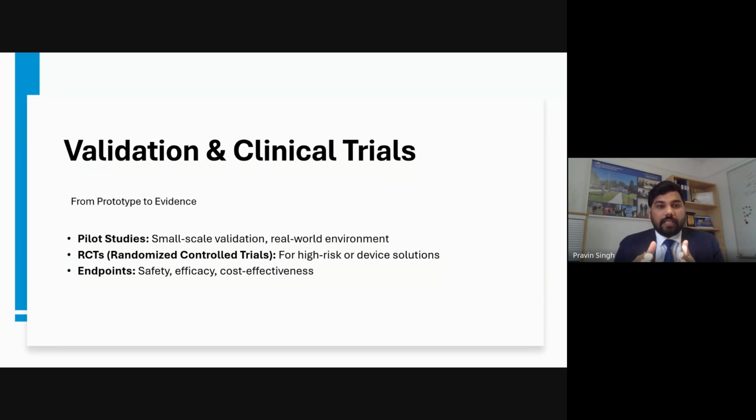For example, a new AI-based cancer detection tool undergoes a pilot study with 500 patients before approval. So this is a very important step, where we do validation and clinical trials.